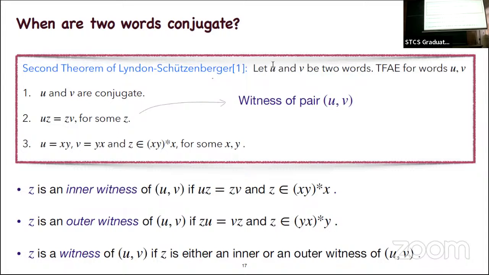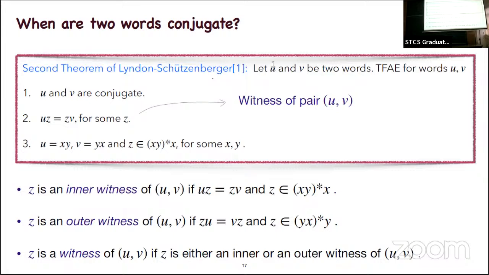So I'll say Z is an inner witness of UV if UZ equals ZV, and Z is an outer witness of UV if ZU equals VZ. Both are asserted by Lyndon-Schützenberger. You state one and then you switch U and V. So when you switch, Z will become Y X star Y instead. So that is an outer witness, and you will say Z is a witness of UV if Z is either an inner witness or an outer witness.